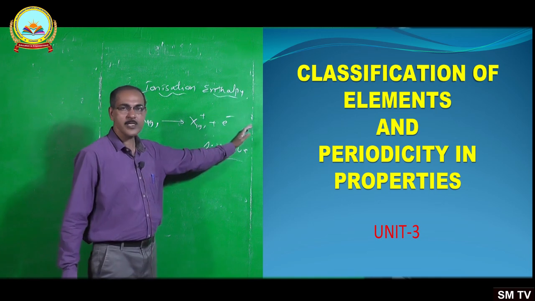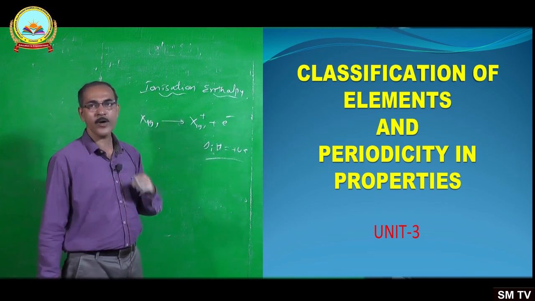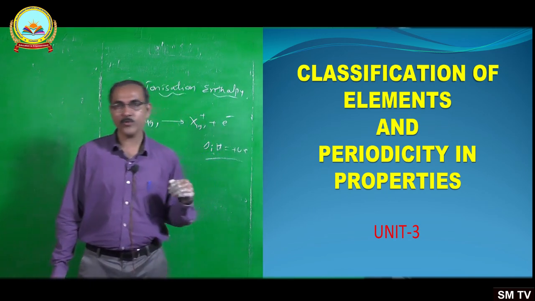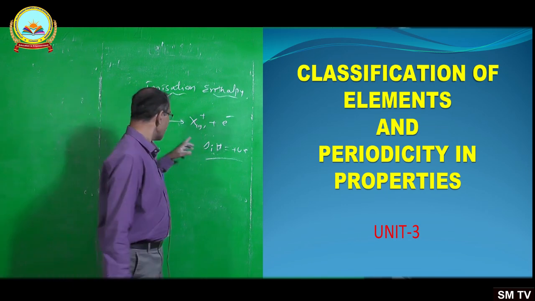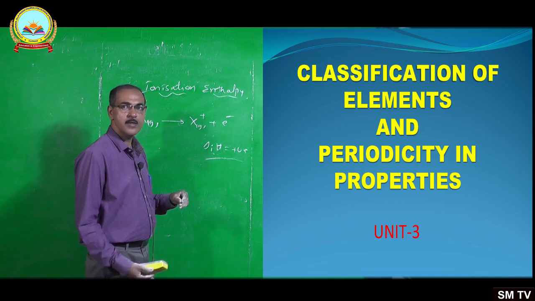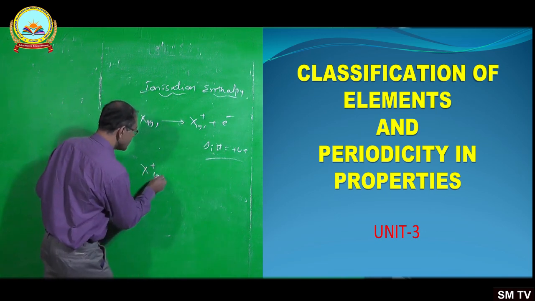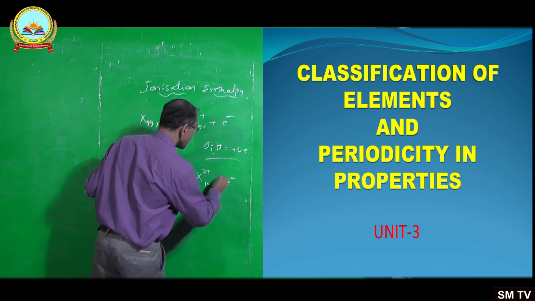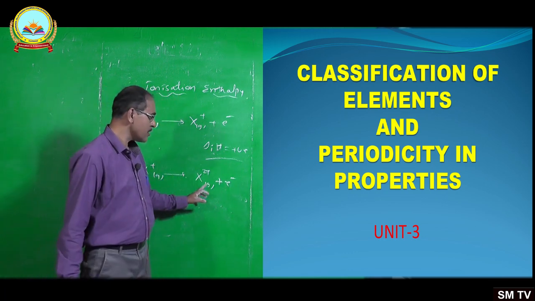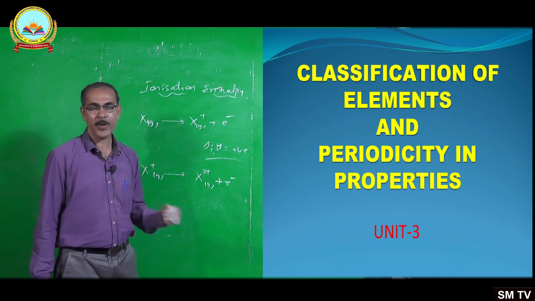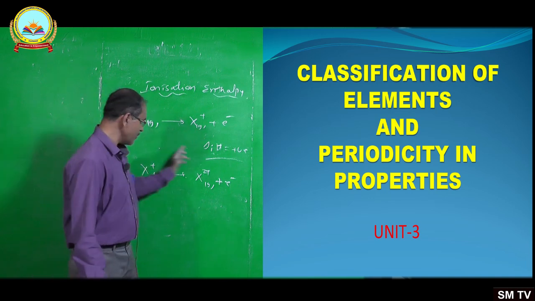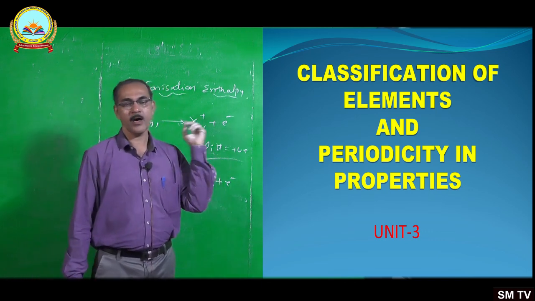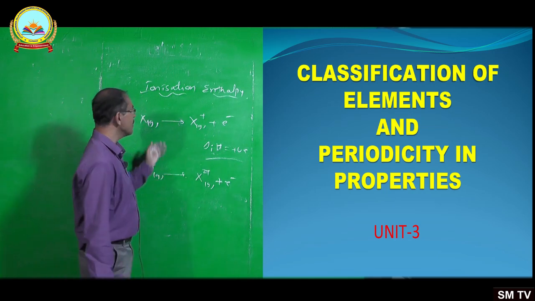If you remove the first electron, it is called the first ionization enthalpy, the energy required to remove the first electron. The electron is removed from the valence shell, the outermost shell. Later, if you remove one more electron, X plus gaseous gives X 2 plus gaseous plus electron, and the second ionization enthalpy will be higher than the first ionization enthalpy. Whatever energy is required in this step is called the second ionization enthalpy.